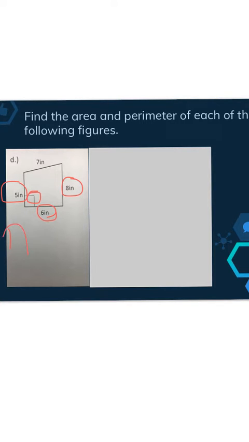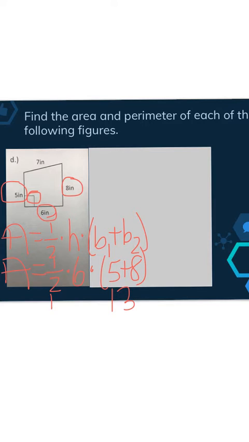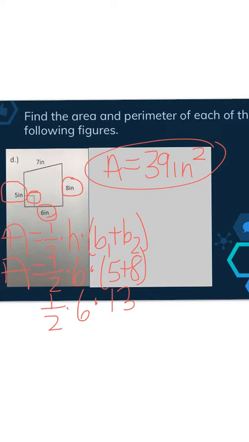Remember that your formula for area is 1/2 times the height times the quantity of base 1 plus base 2. Plug in your numbers, and you get area equals 1/2 times 6 times the quantity of 5 plus 8. You could do it in the calculator. Make sure you use parentheses, or you can do order of operations. 8 plus 5 is 13, so it'll actually be 1/2 times 6 times 13. And you will find that area is 39. Your label is inches. Make sure it's squared because it's area.